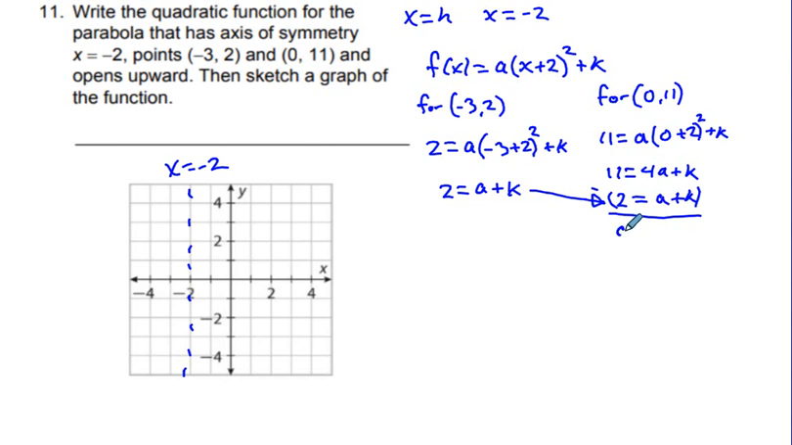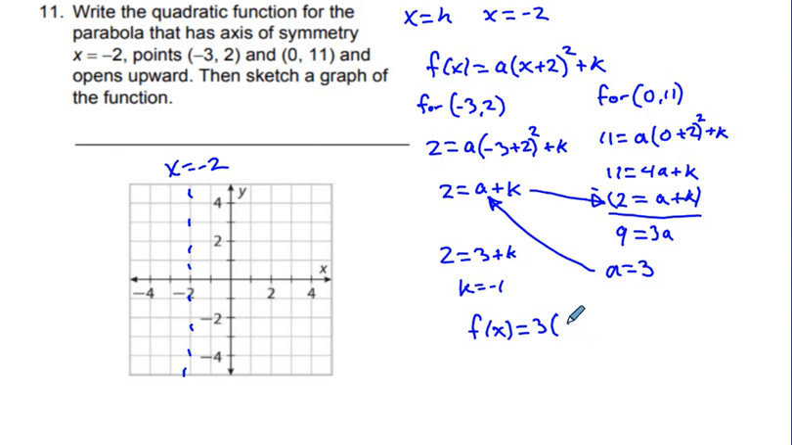So we have 11 minus 2, which is 9, and then 4a minus a, which is 3a, and then k minus k, which is 0. If we divide by 3, we have a is equal to 9 divided by 3, or 3. And then we can take this 3 and plug it back into the first equation. So we have 2 is equal to 3 plus k, and we subtract 3, so k is equal to -1. So our function is going to be f(x) equals 3 times (x plus 2) squared minus 1. K is minus 1.